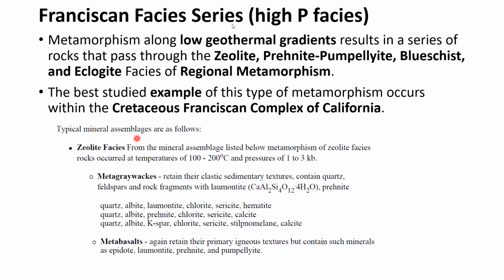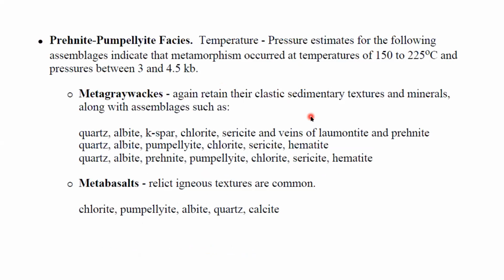Franciscan facies series, a high pressure facies series. This one is known, and it has a low geothermal gradient, of course. It results in a series of rocks that pass through the zeolite, prehnite-pumpellyite, blueschist, and eclogite facies of regional metamorphism. So it is also known as the Cretaceous Franciscan complex of California. So this is important once again.